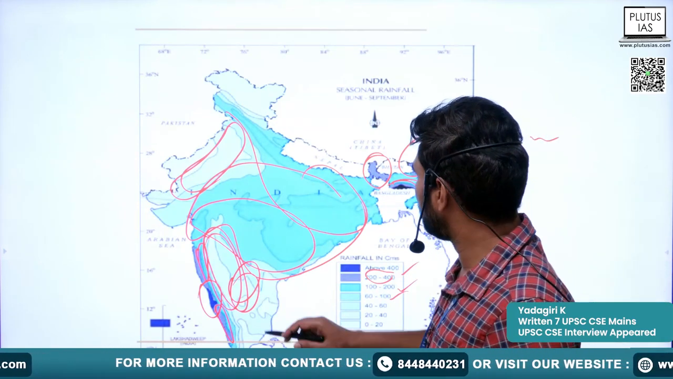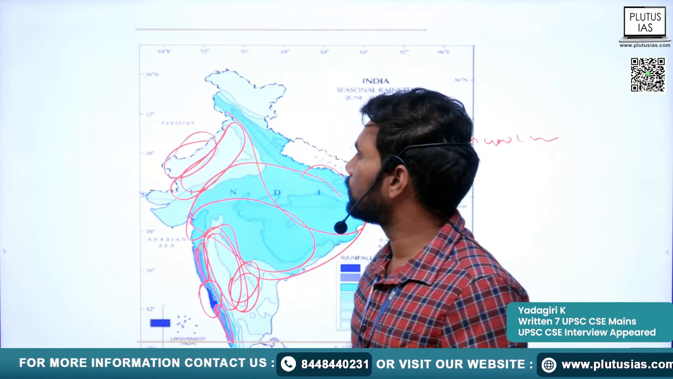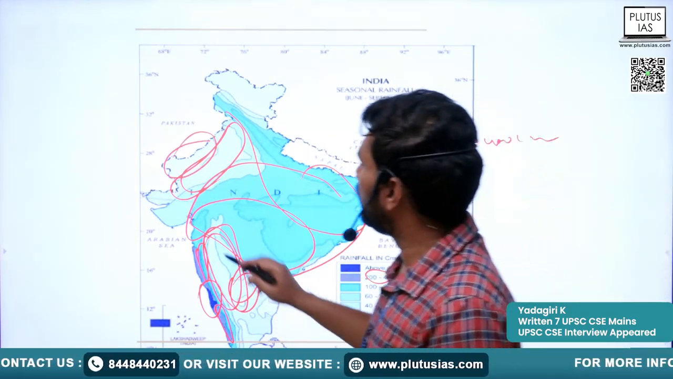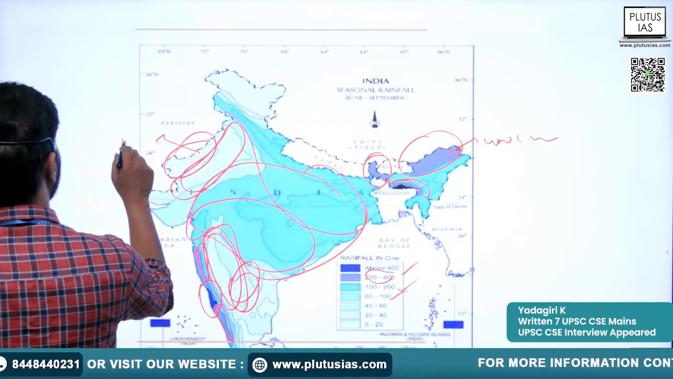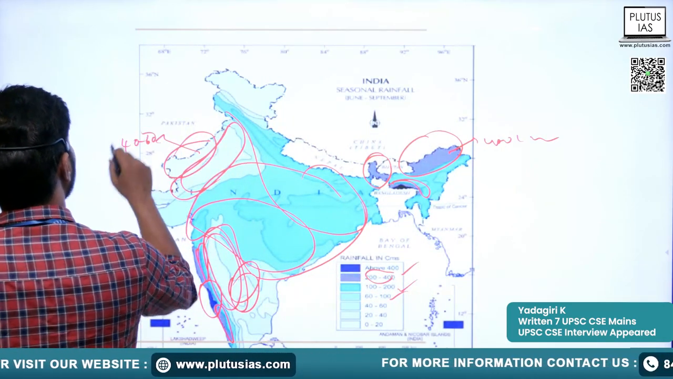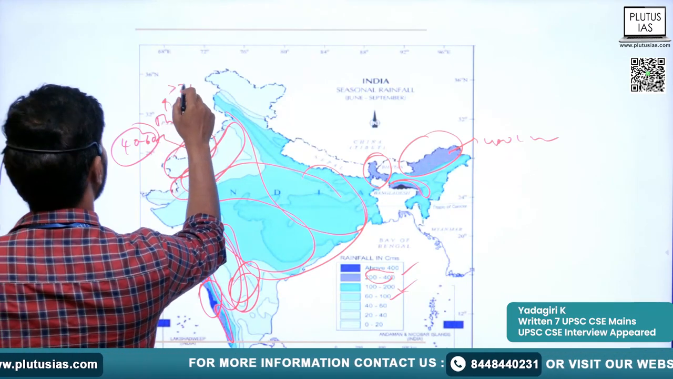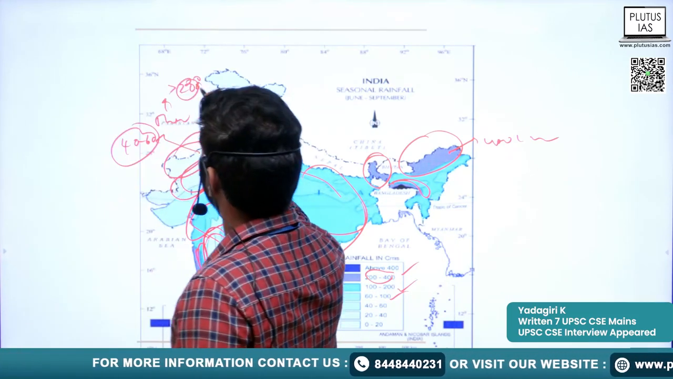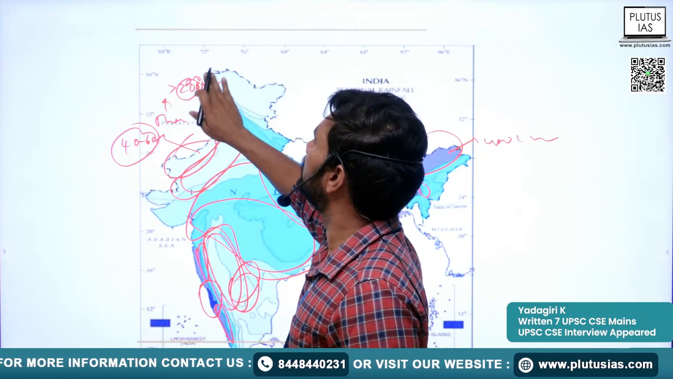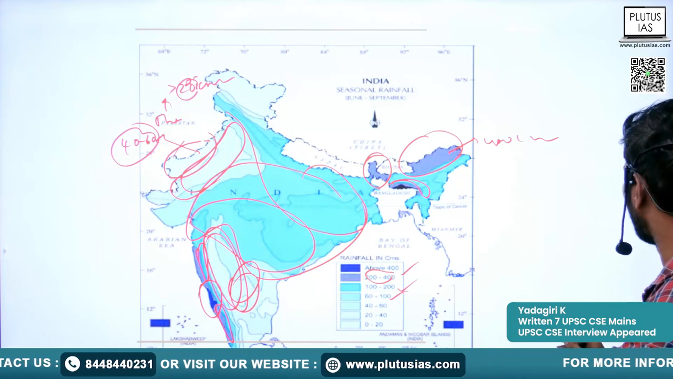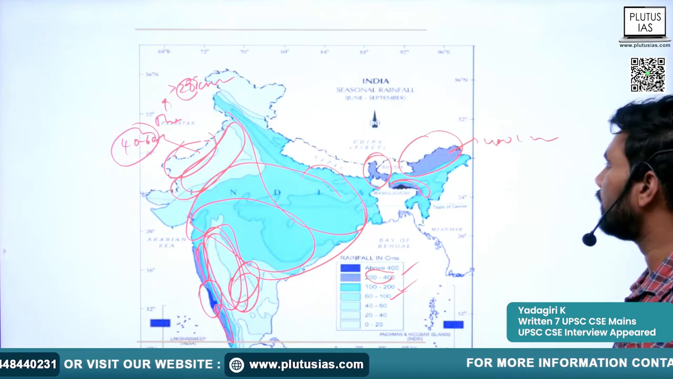Right. So some other areas are there, like the westernmost part of Rajasthan. So generally, they receive rainfall between 40 and 60 centimeters. And in the Thar desert, the rainfall is typically less than 20 centimeters. So we can see here in this map, you can understand the distribution of rainfall in India.